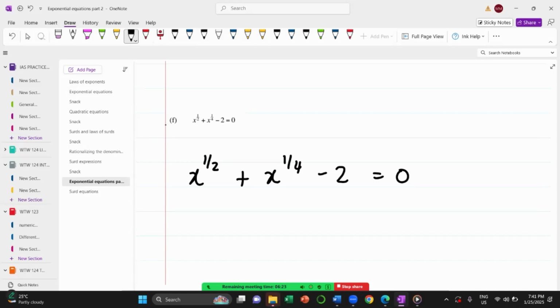What is the smallest exponent that you have? Is it 1 over 2 or 1 over 4? It's 1 over 4. 1 over 4 is just 0.25, and 1 over 2 is 0.5. This 0.5 is greater than 0.25. Remember that, right? So the trick is, number one, just check the smallest exponent.